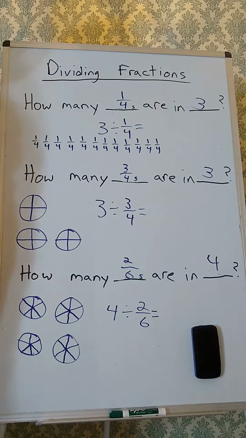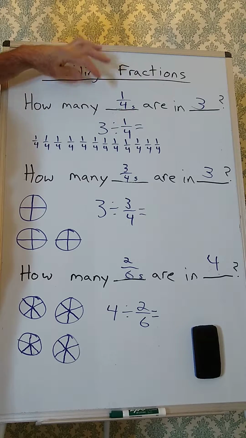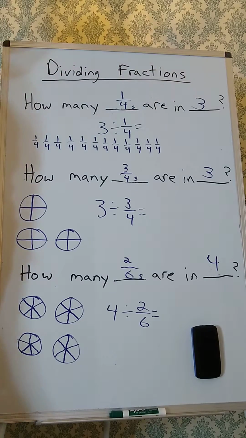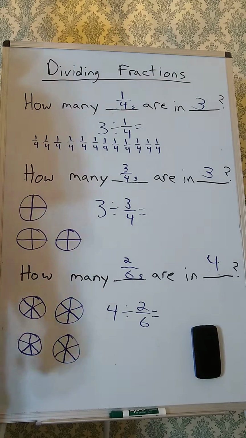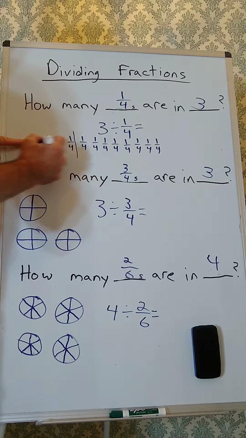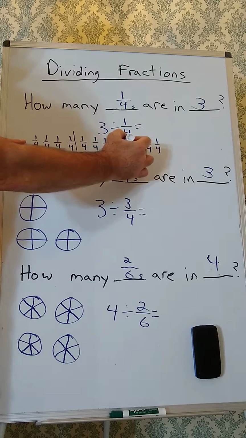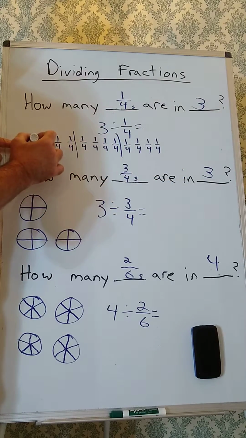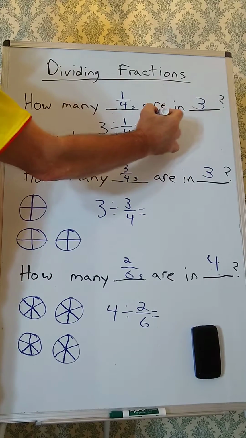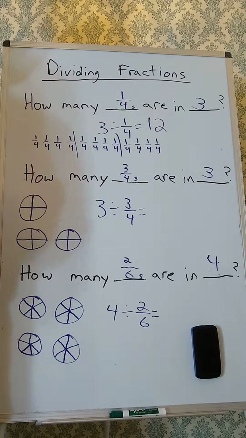We saw in part 1 that if we're dividing 3 divided by 1/4, we're asking the question, how many 1/4ths are there in 3? And we saw that the answer was 12. One way to look at it here, 4/4, that's 1 whole. Another 4/4, that's 2. Another 4/4, that's 3. So we see 4, 8, 12 fourths are in 3. So 3 divided by 1/4 is 12.